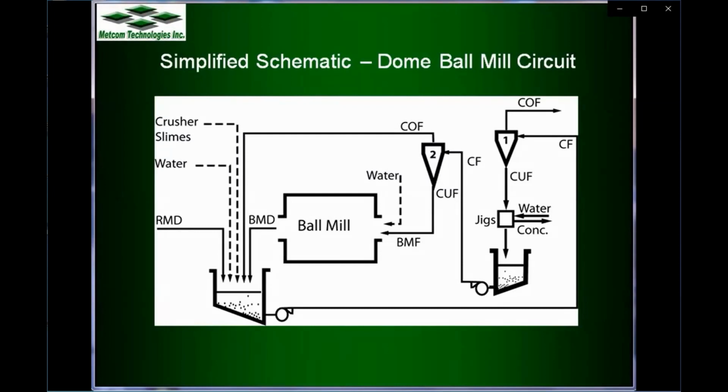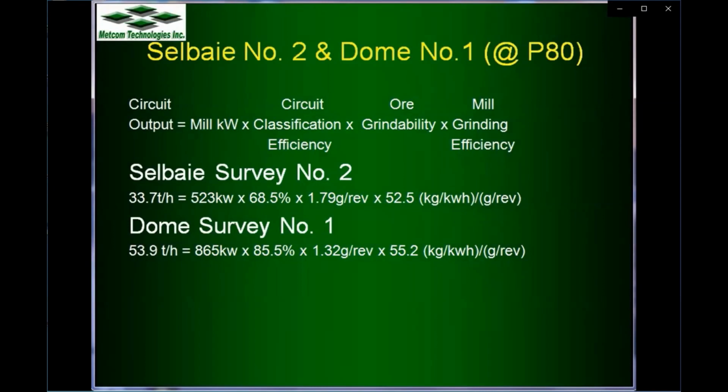A second example of calculating the functional performance equation is taken from the Dome gold milling circuit. The grinding circuit uses 2 stages of cycloning in addition to a lot of water that was added into the circuit because of the jigs. Comparison of the Dome survey with the initial Cell Bay survey shows that the classification system efficiency, as measured at the actual P80 of the survey, was 85.5%. 85.5% of the mill energy was being used to grind material coarser than the P80. Compare that to the Cell Bay circuit where only 68.5% of the energy was being used.